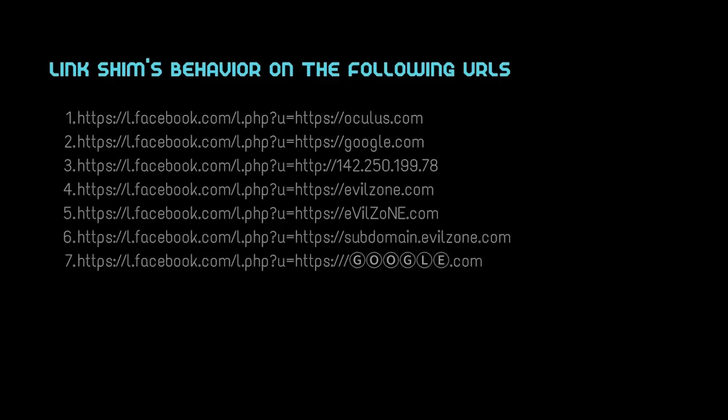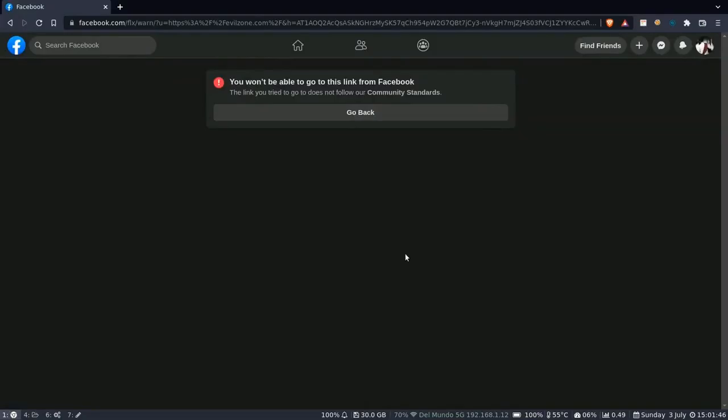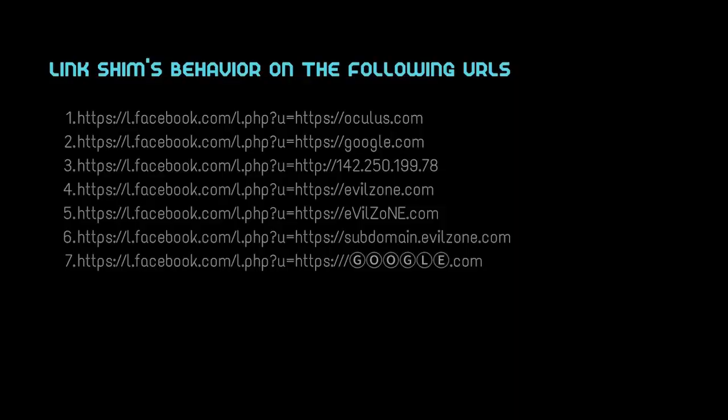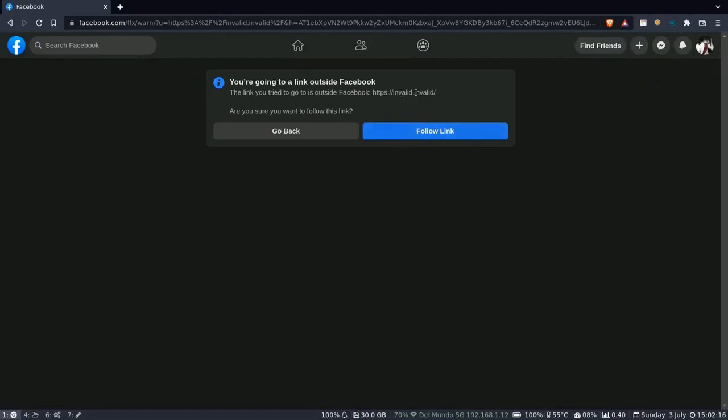But for the fourth and the fifth one, which are evilzone.com, an error page is shown because evilzone.com is a blacklisted domain in Facebook. In the sixth one, we can see that even subdomain.evilzone.com is blocked, which means that any subdomain of a blacklisted website is automatically blacklisted as well.